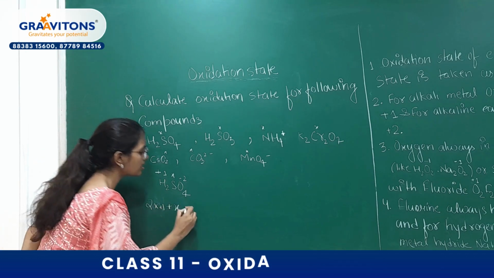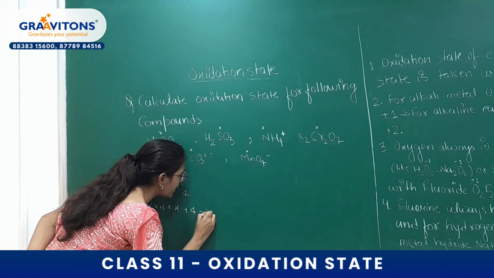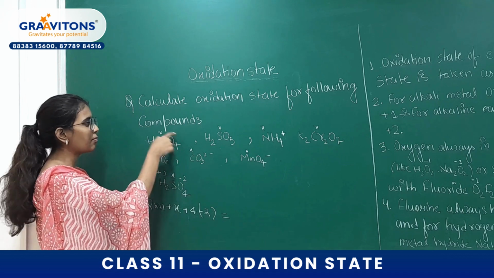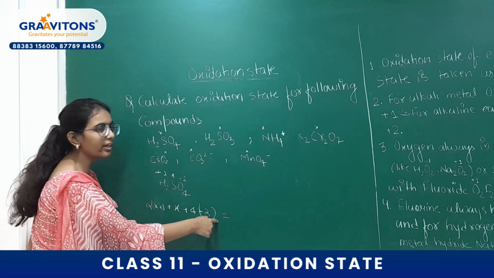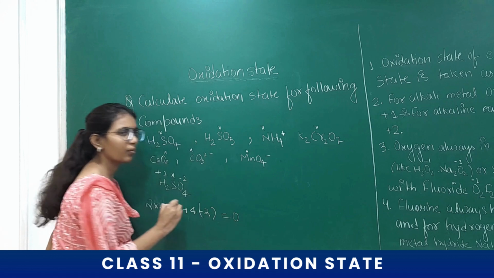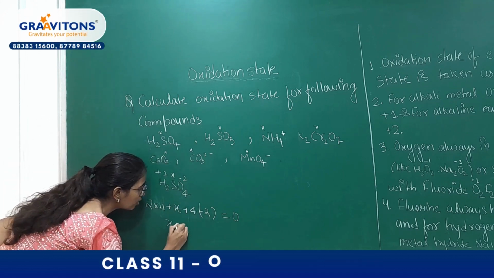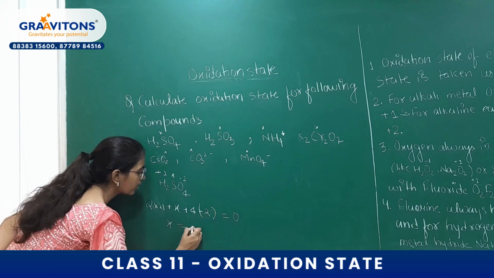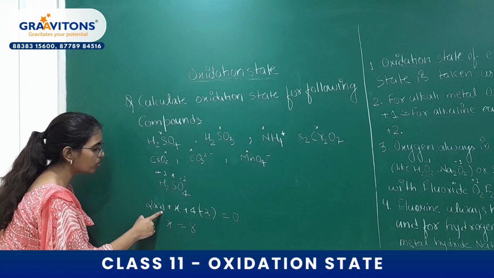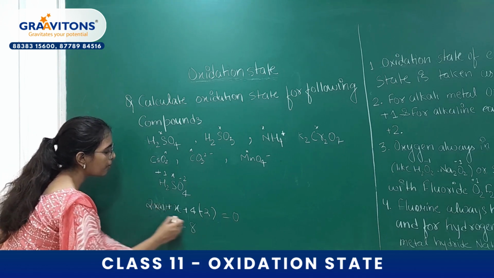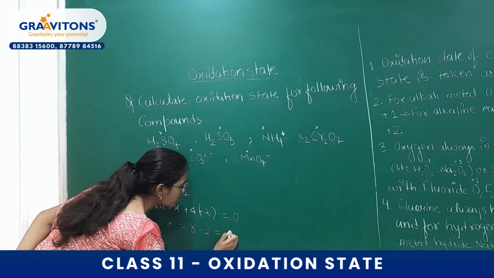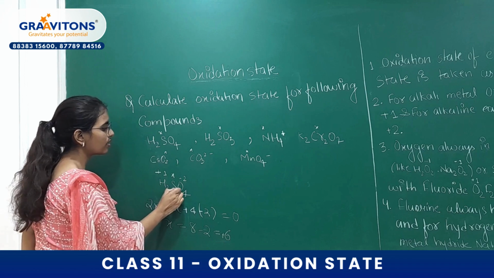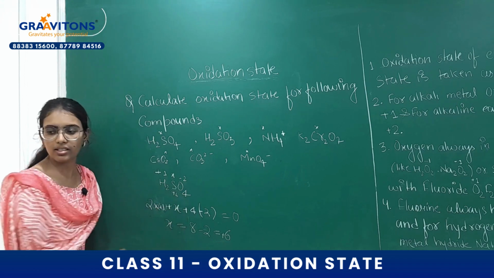Oxidation state of oxygen is 4 into minus 2, which equals the charge on the compound. As this compound is neutral, we will equate this to 0. So we can calculate x is equal to minus 8, which goes as plus 8, and it is plus 2, so it will go as minus 2. So here sulfur is in plus 6 oxidation state.